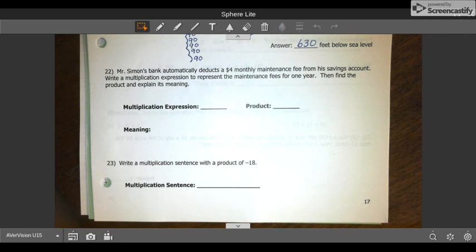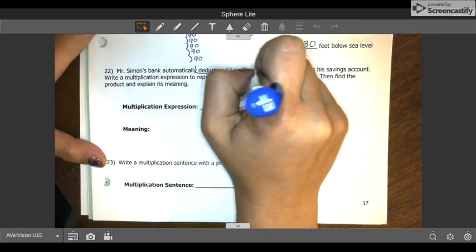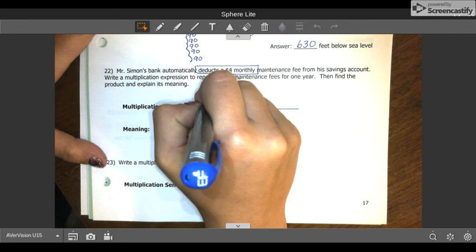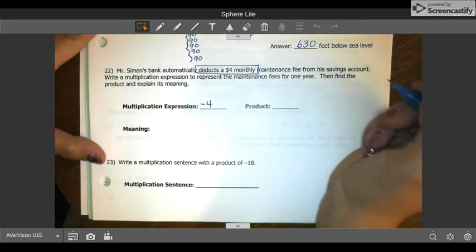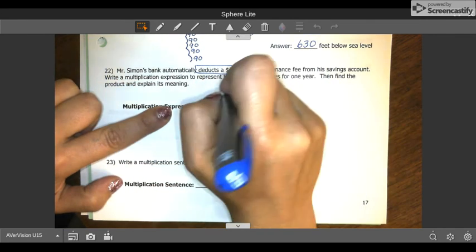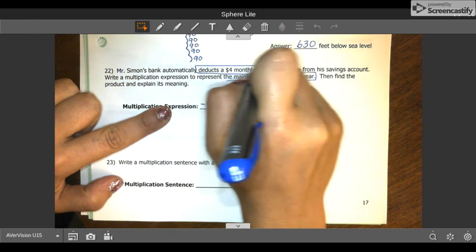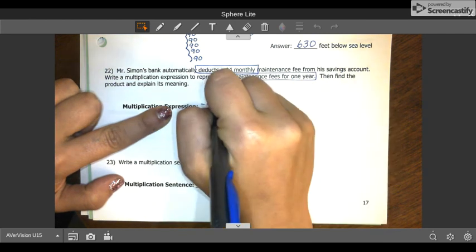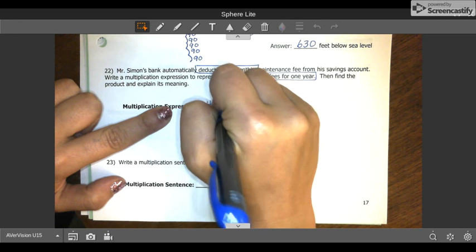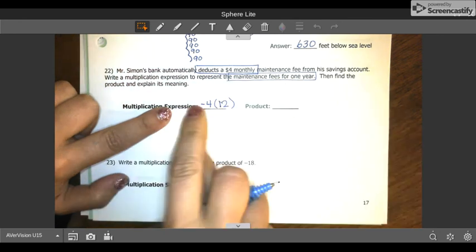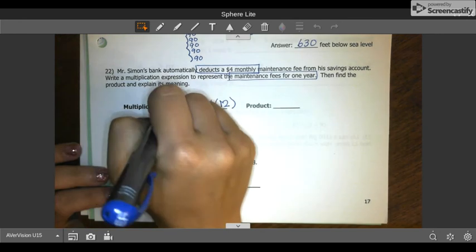Mr. Simon's bank automatically deducts a $4 monthly maintenance fee from his savings account. Write a multiplication expression to represent the maintenance fees for 1 year, then find the product and explain its meaning. Since they deduct $4 a month, I'm going to start my expression with a negative 4. And they want this expression to represent the maintenance fees for 1 year. So this deduction happens every month for a year. So I'm going to multiply it by 12. Now notice I don't have an equal sign because they asked for an expression.